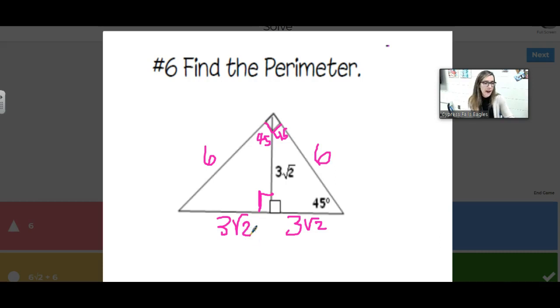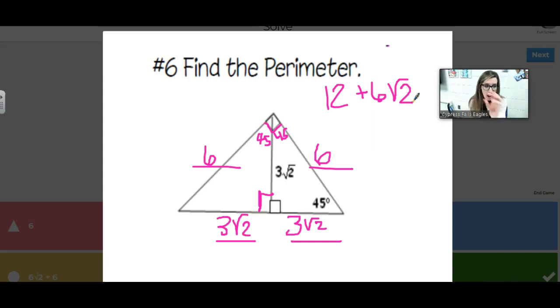So now we figure out the perimeter. You can only add like terms. So I can add the 6 and the 6, and I can get 12. And then I can add the 3 root 2 and the 3 root 2, getting me 6 root 2. What we cannot do, don't do this: 18 root 2 is not the answer. Never combine an integer with an irrational number. They are not like terms. You cannot write them together. You can write them with a plus sign in between. That makes them happy. So 12 plus 6 root 2 was the final answer.